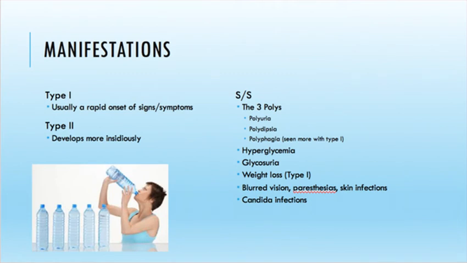So here's the list of manifestations of diabetes. With type 1, you usually see a very rapid onset of these signs and symptoms, whereas type 2 develops more insidiously, or more slowly. The first signs and symptoms are called the 3 polys or the 3 Ps. Right? So you've got polyuria, increased urination, polydipsia, increased thirst, and polyphagia, increased hunger. With the increased hunger, you see that a lot more in type 1 than you will see with type 2.